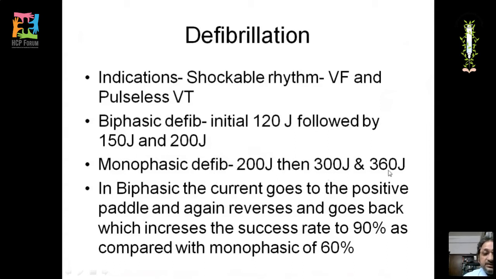So in biphasic, the current goes to the positive paddle and again reverses and goes back, which increases the success rate to 90%, as compared with monophasic, where the success rate is only 60%.